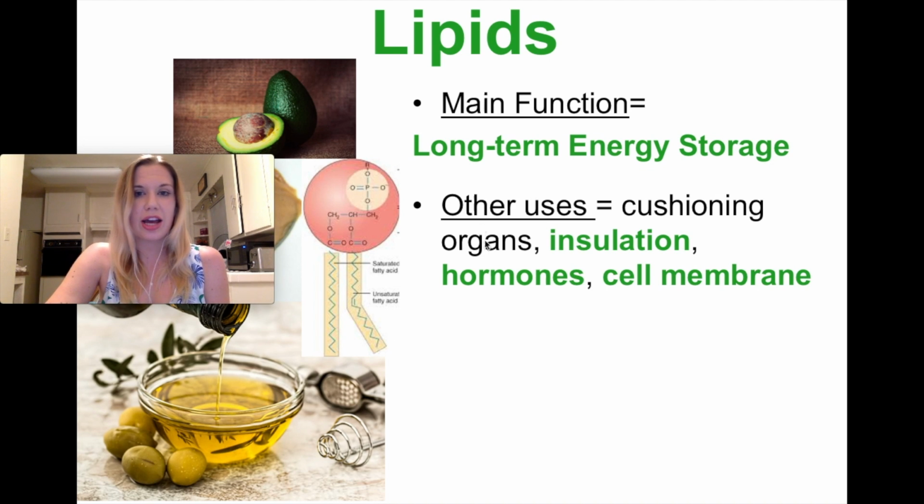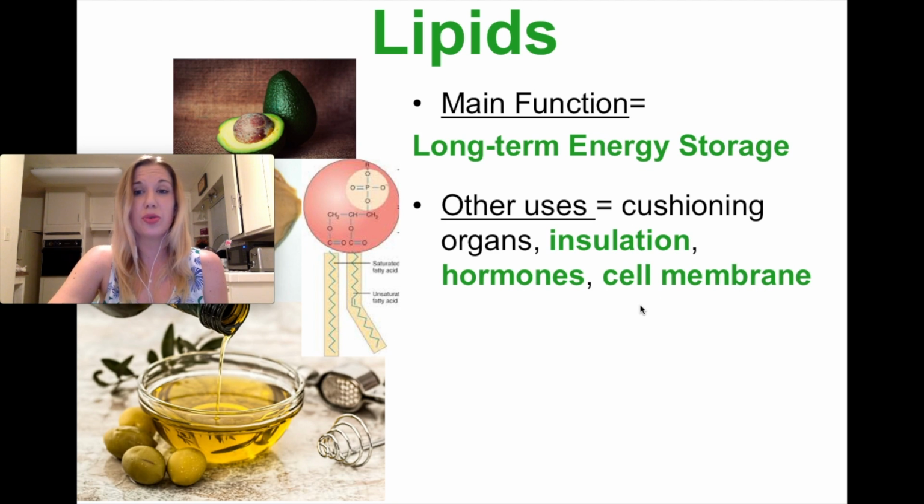Some other uses: lipids can also form hormones. There are two types of hormones which are used for cell signaling, steroid hormones and peptide hormones, but we won't be getting into that in this class. But yes, lipids and fats can be used in cell signaling in the form of hormones.